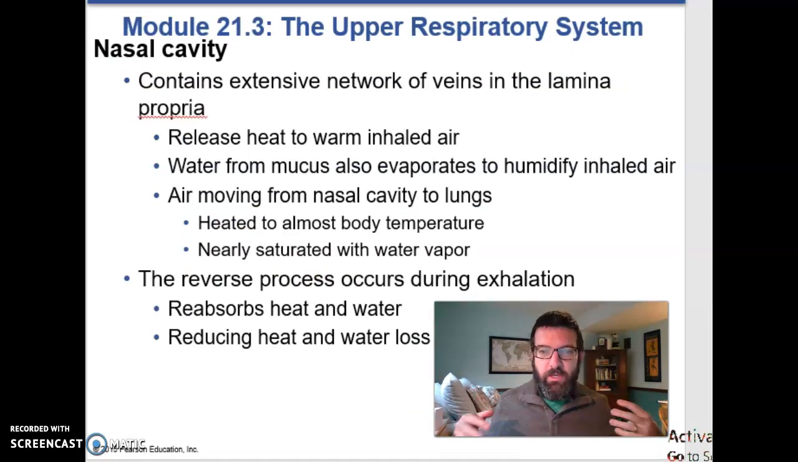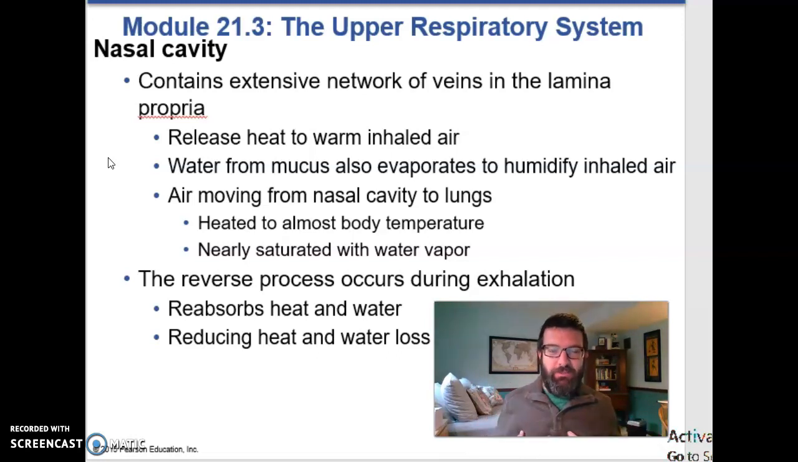And then we breathe air in through those nostrils, and it comes into our nasal cavity. And your nasal cavity is full of mucus, and that allows you to trap some junk, but it also allows you to humidify a lot of that air. It warms up the air.